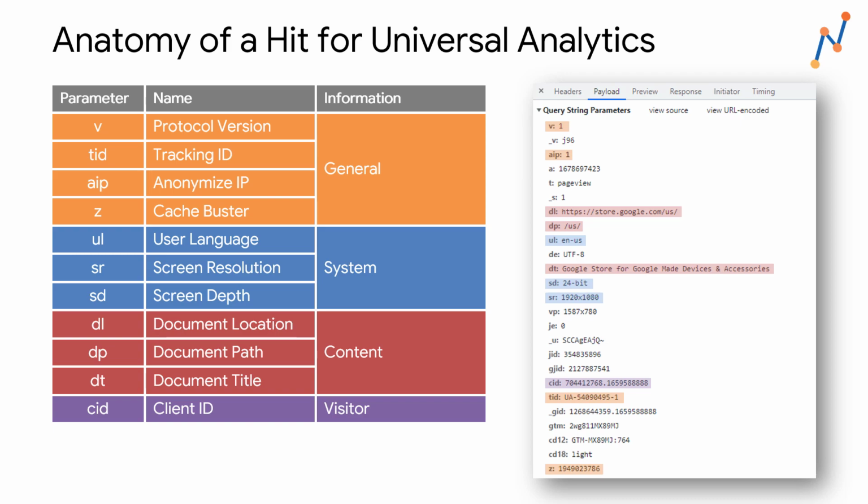If you want to know more about client ID, please watch the video about users from this video series. And last but not least, the most important parameter is T, which specifies the type of hit itself. And this hit type indicates the interaction and therefore which metrics and dimensions will be populated in Universal Analytics.